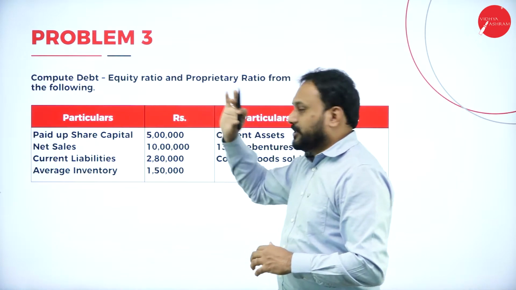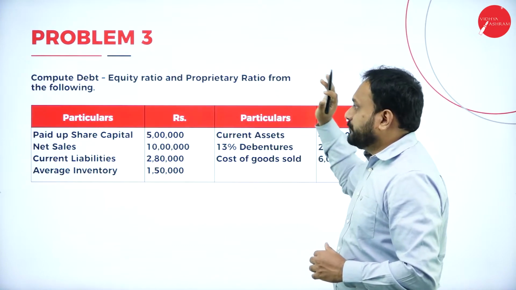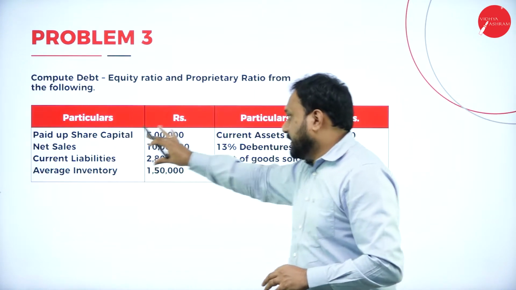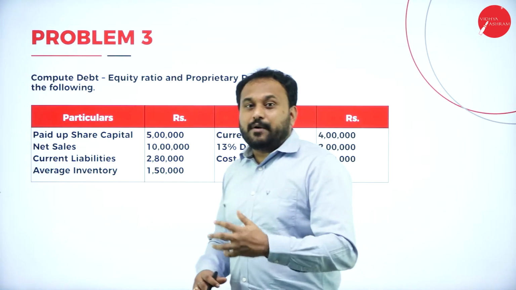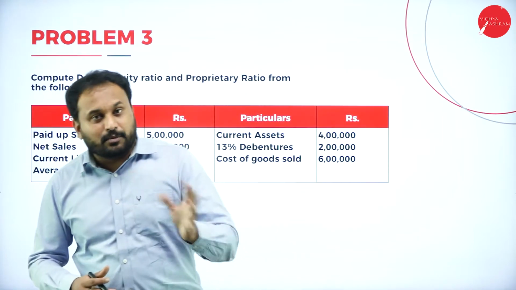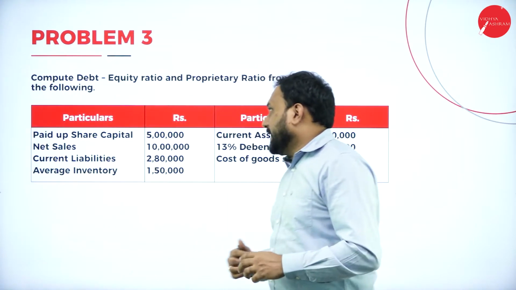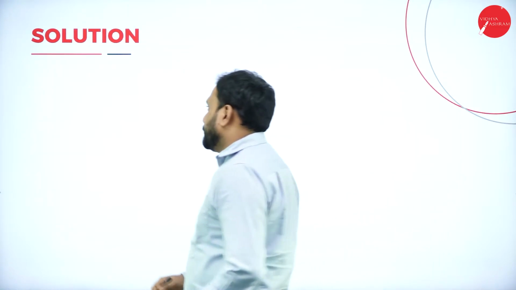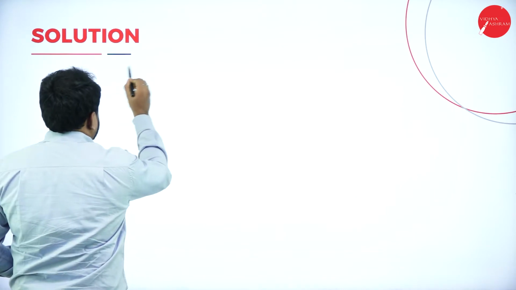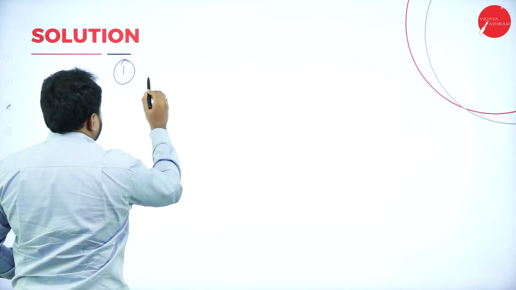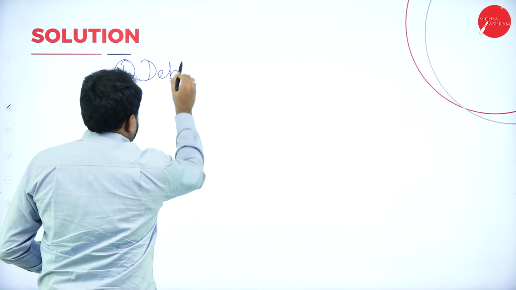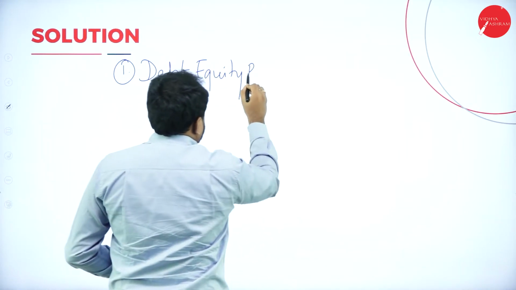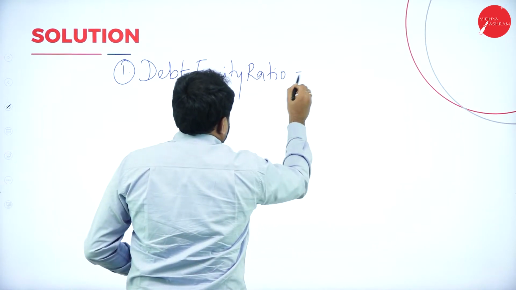Compute debt equity ratio and the proprietor ratio from the following. Now they have given something. I'll not check what exactly they have given here, but let me know how exactly I know what the formulas are. So when I go with the debt equity ratio, I'll just take a solution slide here for you. That is the first one they have asked. I'll write here first one, that is debt equity ratio. This is what they're asking me, is equal to.